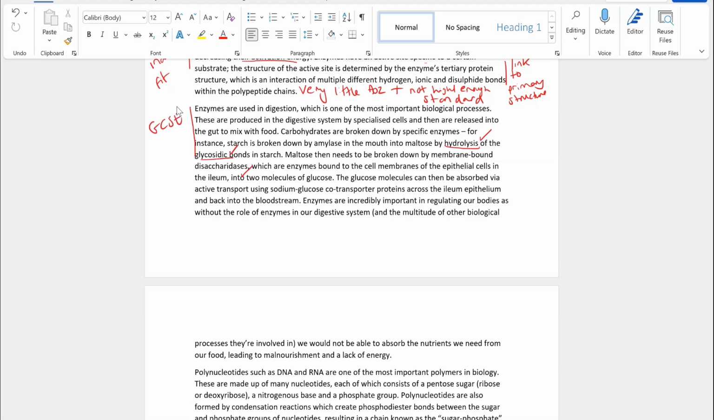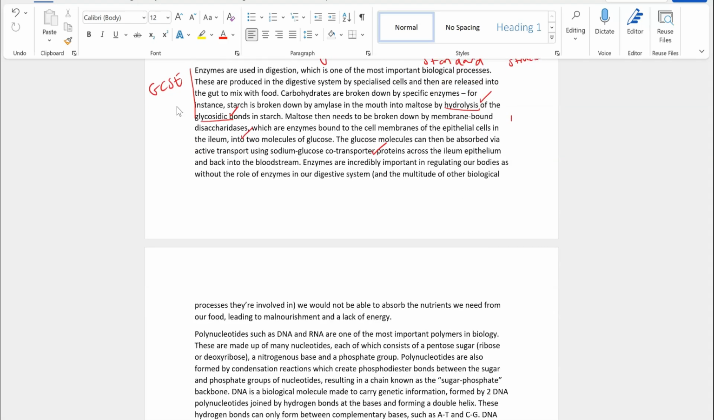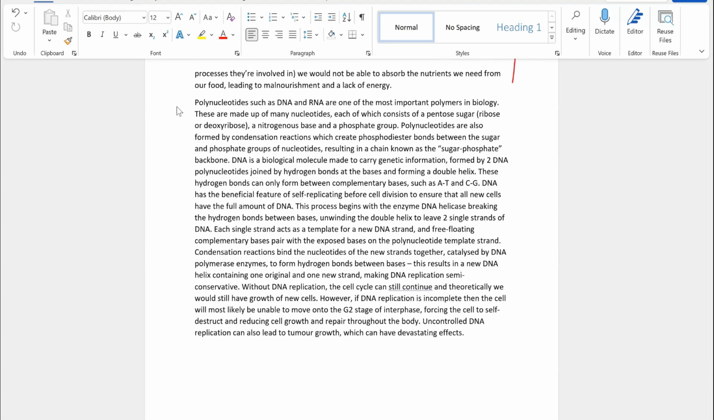The AO2, which just spreads over these two parts of the page here, is on the whole GCSE, talking about enzymes and digestion. You knew that at GCSE. So maybe I've said give the role of glucose and amino acids. So where you're saying the importance of co-transport, then talk about the role of glucose in respiration.